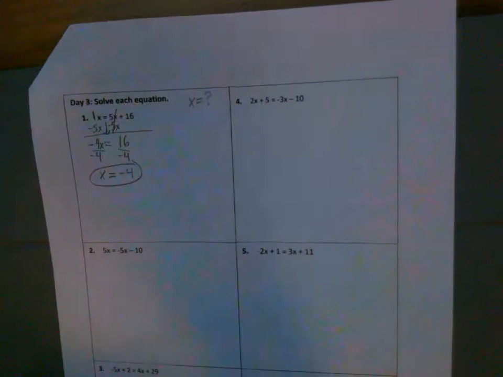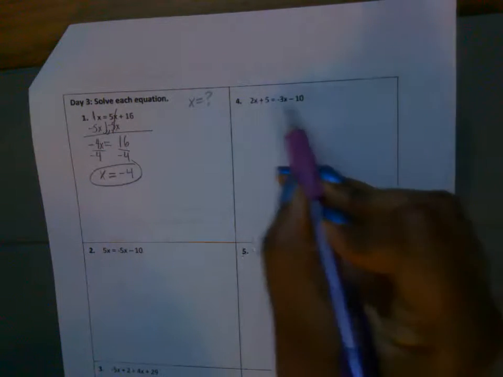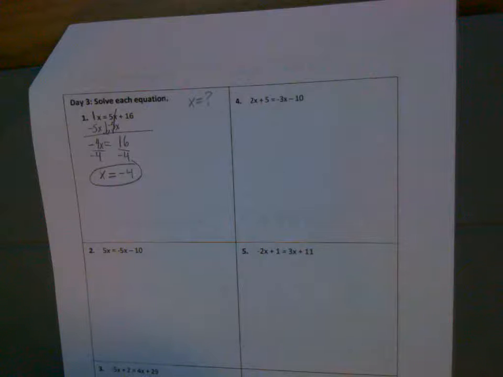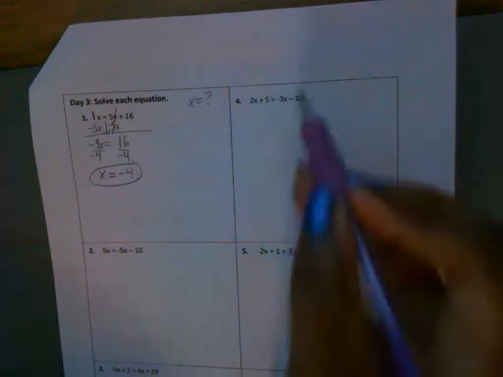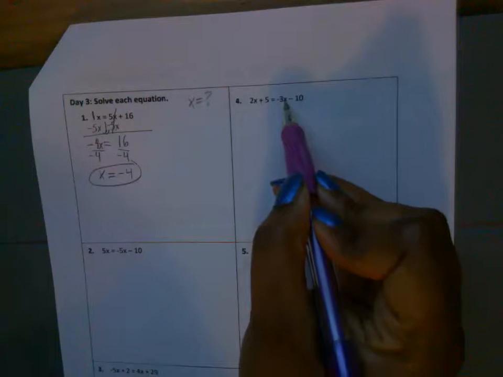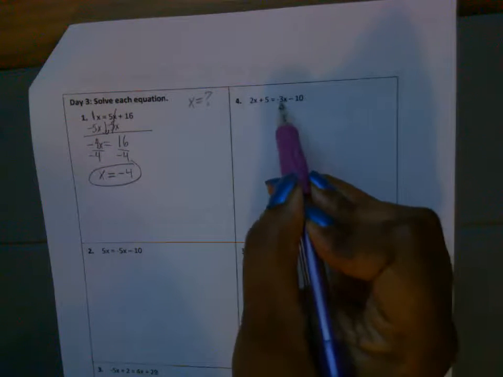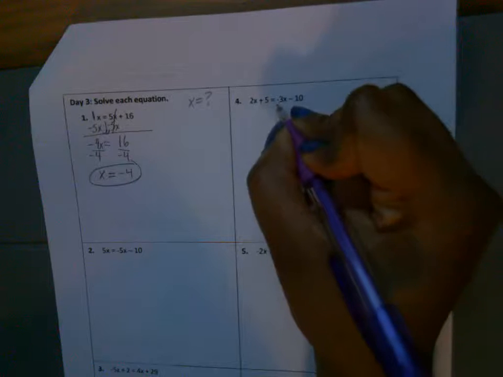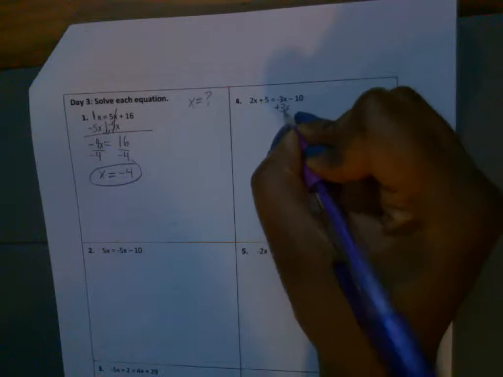All right, number 4. We're going to do the same thing. We don't have distributive property, so skip that step. We're going to move the variables to the same side. I'm going to move this negative 3x to this side. This is a negative 3x. So to move it, I'm going to add 3x.